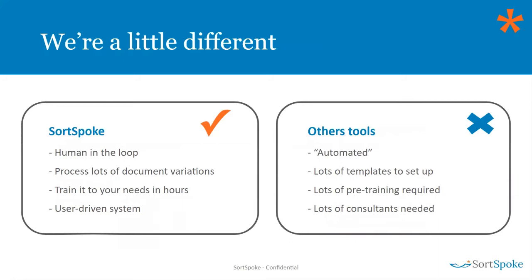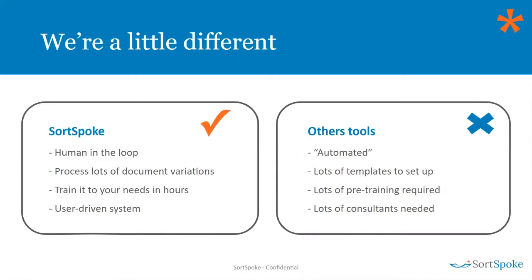If you're familiar with data extraction tools, I want to focus here just for a second and explain how SortSpoke is different. Number one, there's a human in the loop, or what we refer to as human in the loop. This is a productivity tool. It's designed to be used by your subject matter experts. In this case, your underwriters.